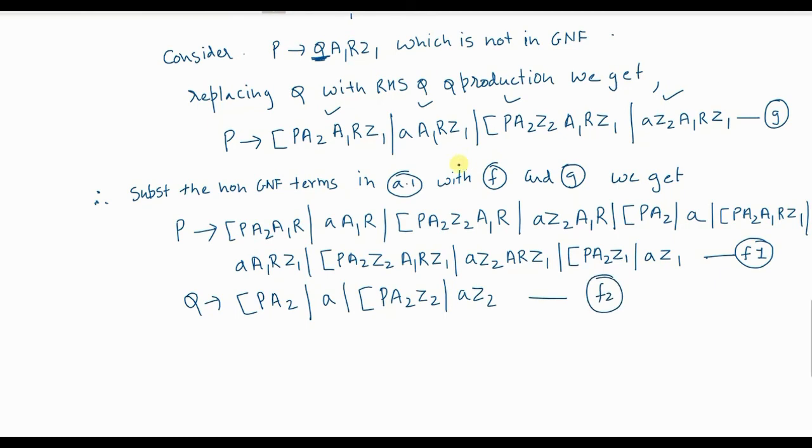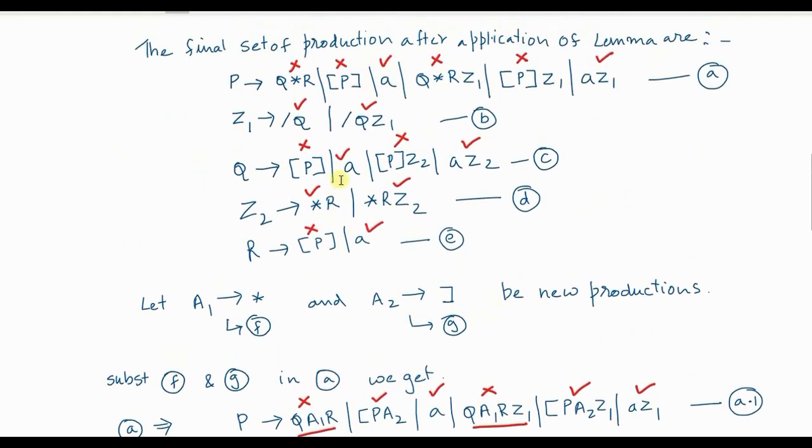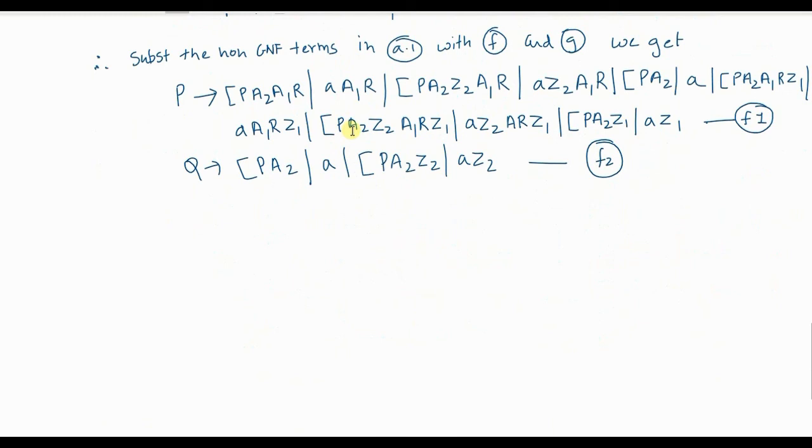What I have done, I have written this C.1 as it is. So the A production and C production I have written. Now what was not changing? It was this B production. So this B production also I will write. Z1 gives /Q Z1. So the next production is Z1 gives /Q Z1. I will just call this final 3, F3.